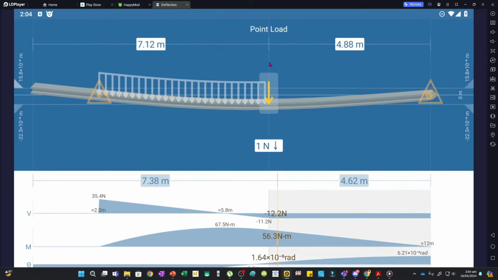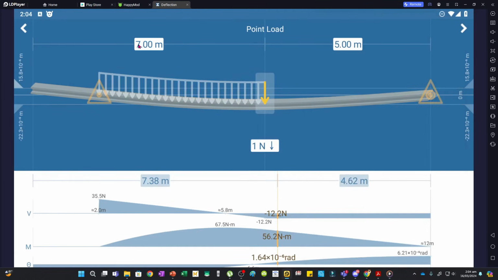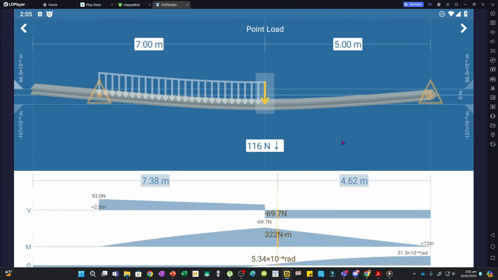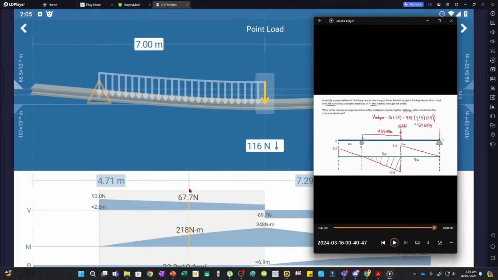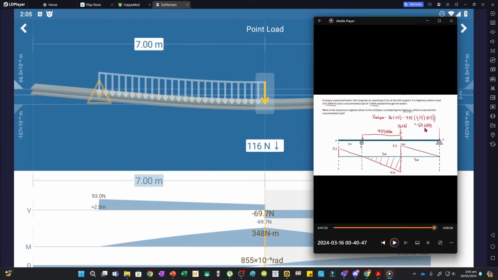And then we have a concentrated load of 116 kN acting at 7 meters from the left end. So that's why this is 7. And so the value will be minus 116. And so if we'll calculate the shear at the midspan, we'll have this value. This is 69.7, which is actually equal to this.